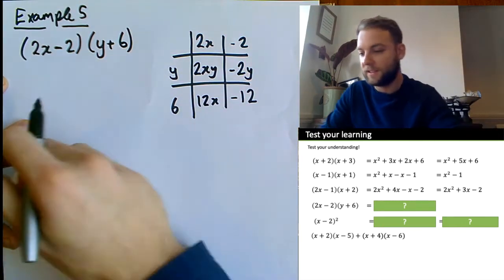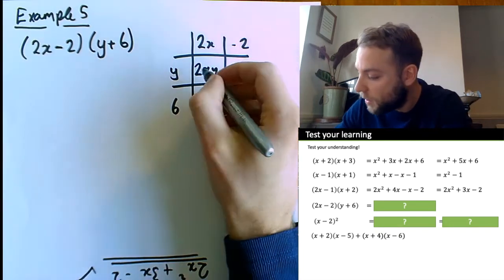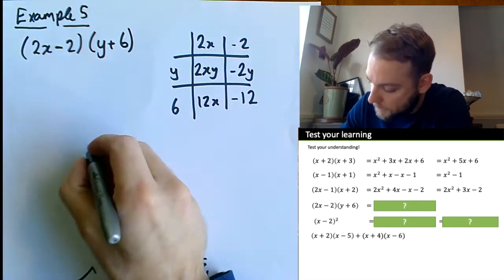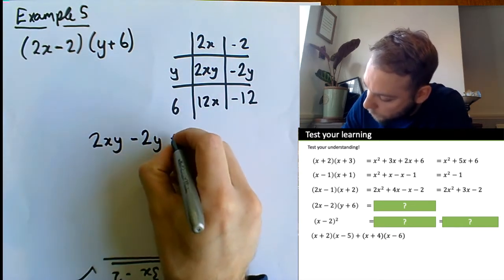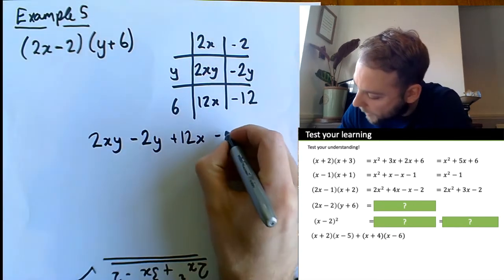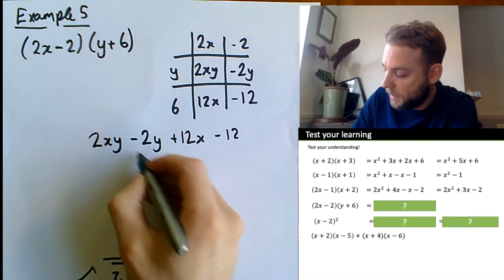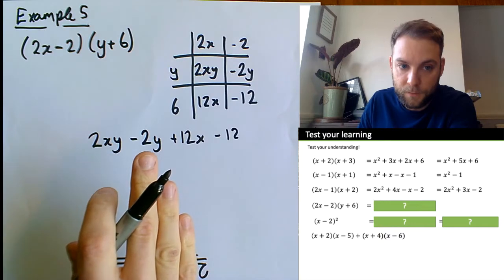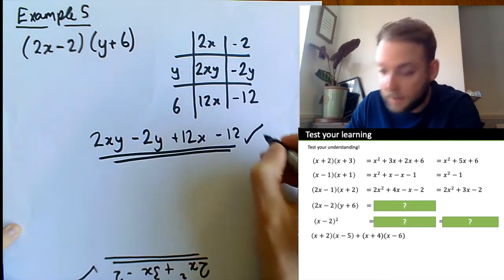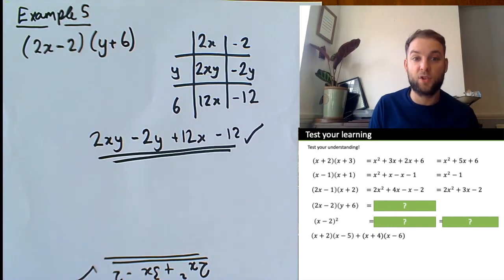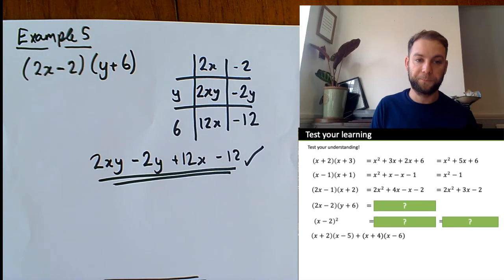Now, with this one, similar to the one we had before, there is nothing here we can simplify. So we've got the 2xy, the minus 2y, the plus 12x, and the minus 12. But because these x's and y's aren't the same, we can't bring them together. So we just literally leave that one like that. And I know it doesn't look nice. I know it doesn't look like a nice simple answer, but that there is the answer to that one.